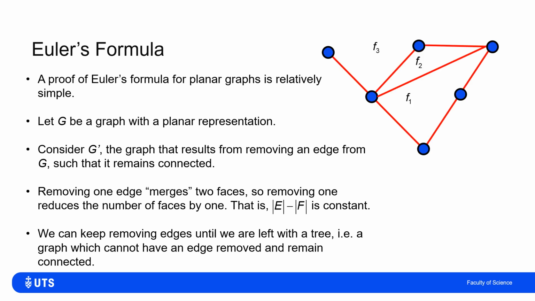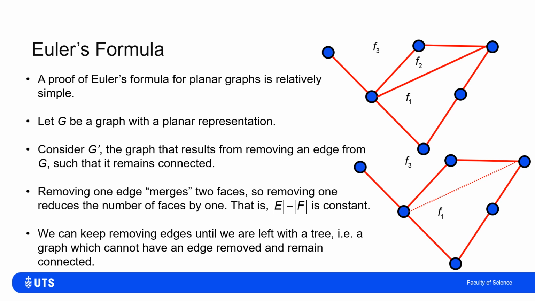If I think of this graph at the top, it has 3 faces. When I remove the edge that I've drawn in dotted now, F1 and F2 merge into one new face, which I'm still calling F1, but F2 basically ceases to exist. Even if I removed one of the outer edges forming the old F1 or F2, it would have merged with the infinite outer region, so it would have merged with F3. So removing an edge will merge 2 faces, so the size of E minus the size of F is constant.